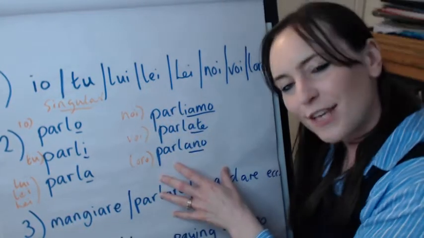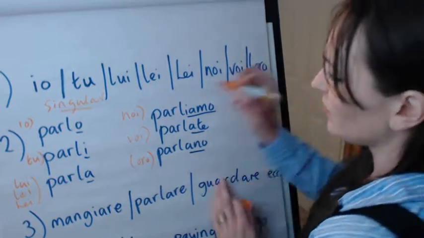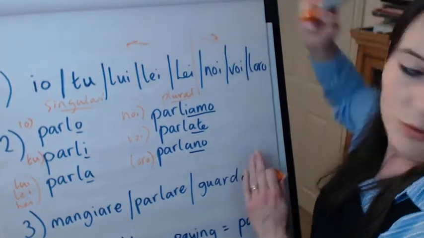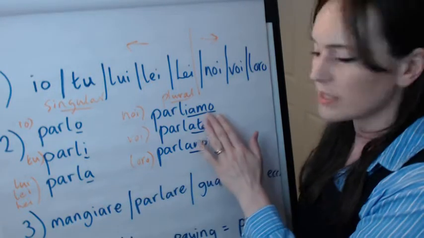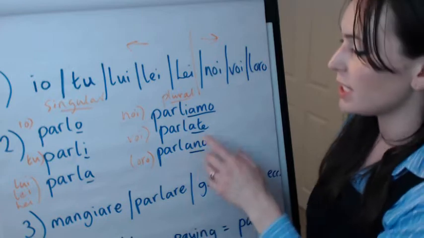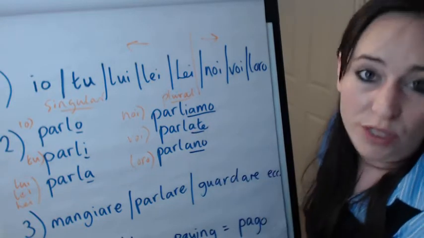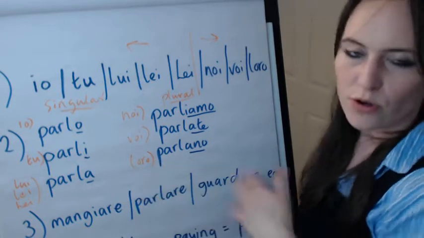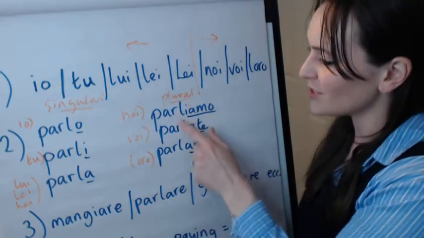Okay, so that's singular. These over here, they're not singular, they are plural. But the first, second, third thing still applies. So these are all plural subjects. These are your singular ones and these are your plurals. Noi, that means we like, we want, we go, whatever. All of the verbs in the noi form of the present tense, what's going on now or at the moment or habitually, ongoingly, if you like, they have iamo at the end, right? Useful little cheat. All ARE verbs have ate at the end in the voi form, and that means you guys. You guys like, you guys want, you guys speak, you guys look, etc. Loro, that means they. That's the third person plural. 1, 2, 3, plural.